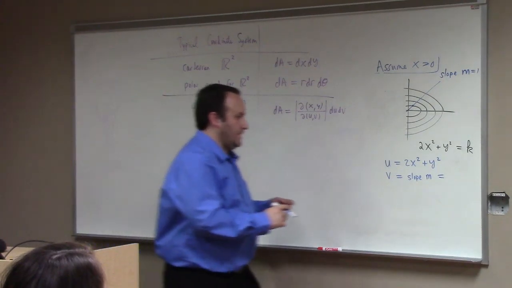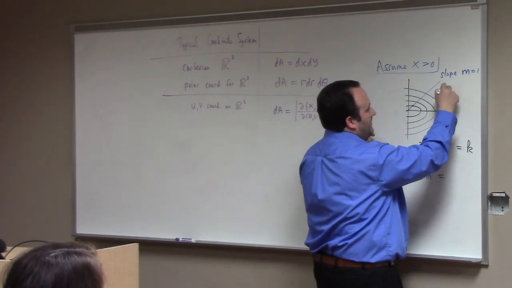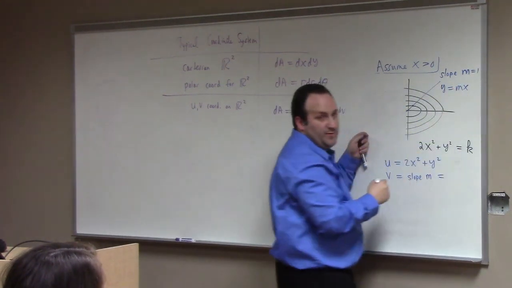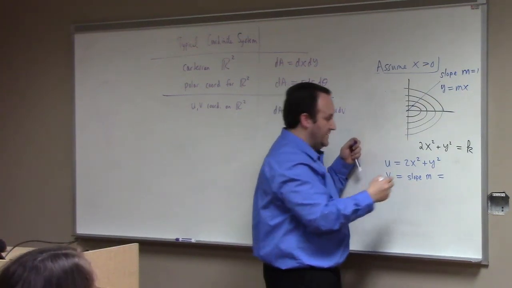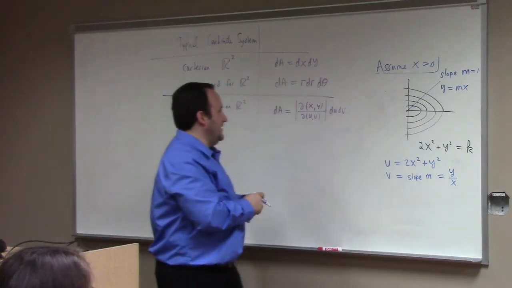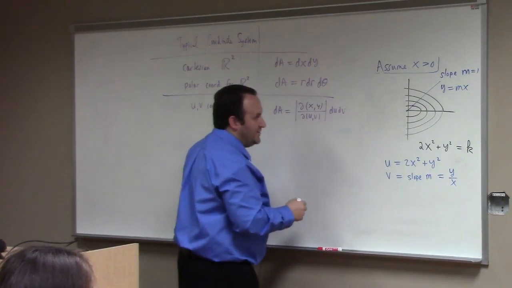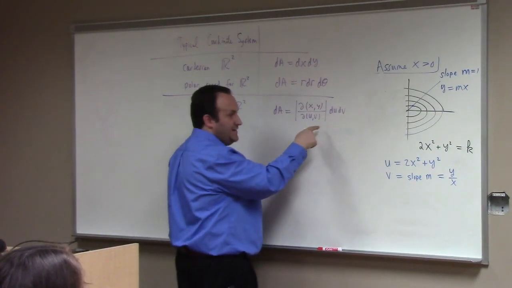Now, my point here is slope m, this is y equals mx, right? So if I want to get a formula for m in terms of y and x, I just do what? Yeah, y over x. Now, at this point, you'll be frustrated because to calculate this, we need to calculate what?